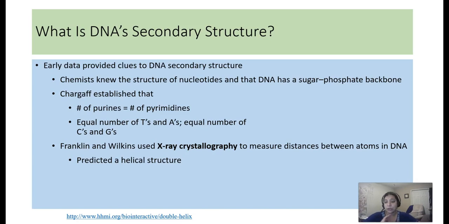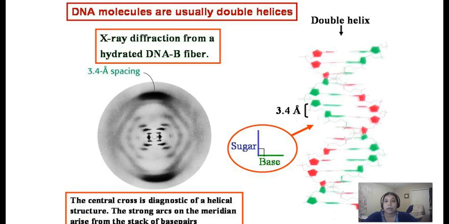Initially, they thought there were 3 strands, and then they started to look at a 2-strand structure, which we now know is what it is. So DNA molecules are typically going to be double helices. And so here is that famous image from the X-ray crystallography done by Franklin. And here you can see this particular type of structure.